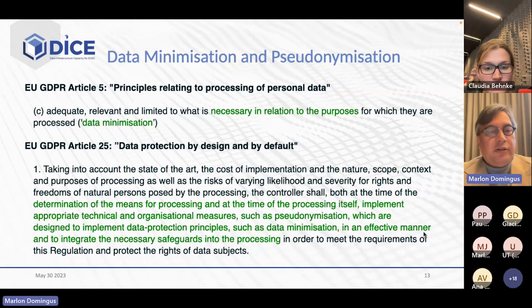So, data minimization and pseudonymization. There's this Article 5 in the GDPR. I'm going to do it anyway. I try not to mention the articles, but it's a habit. Sorry. In the GDPR it states the principles that you should adhere to, and we're going to look at them. One of them is data minimization, and this is an easy one.